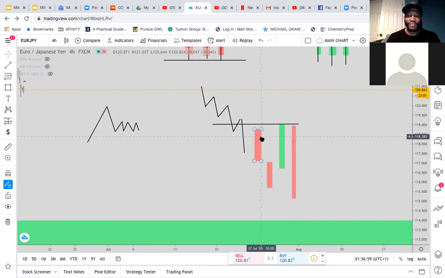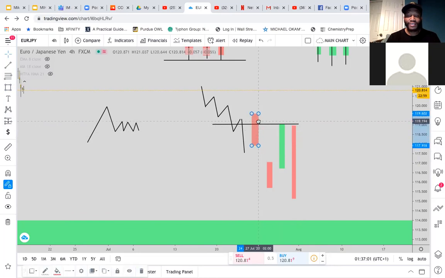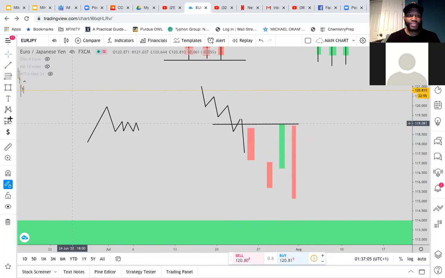So price has broken support or resistance when, on the downside, you see a sell candle open and close below. If you see a wick touching this thing like this, I still consider this a test.